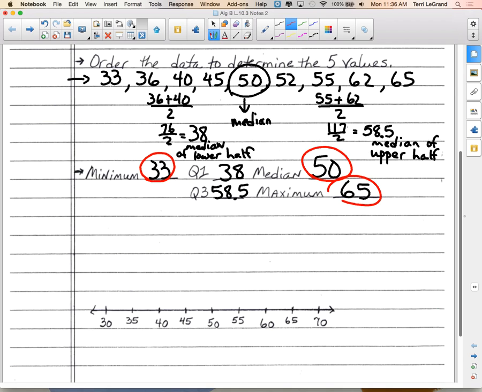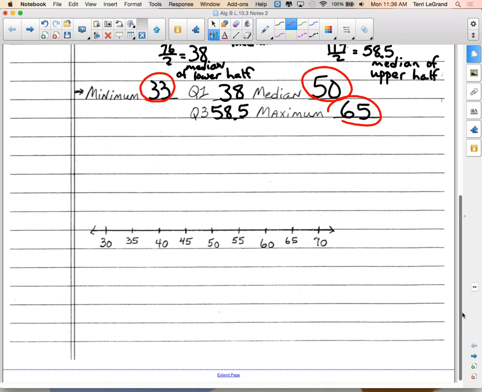So my point being here is that not all of those 5 critical values that we find have to be a part of the data set. The data set gets used to find them, but they don't necessarily have to be some of our data values.